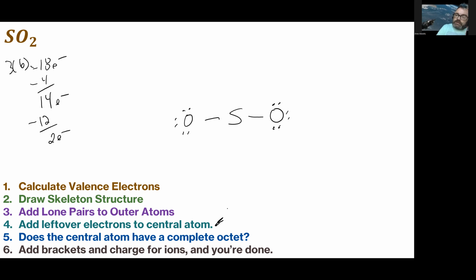Okay, we add leftover electrons to the central atom. Whenever we do this, they have to be in a pair. All right, we're always going to pair things up. Okay, now we've used all of our electrons. And there we go. Does the central atom have a complete octet? No. Does sulfur need to have a complete octet? Yes. Right? Sulfur is big and needs to have 8 valence electrons. So we can, again, take outer electrons away from an oxygen and share them as a lone pair in the center to make a double bond.